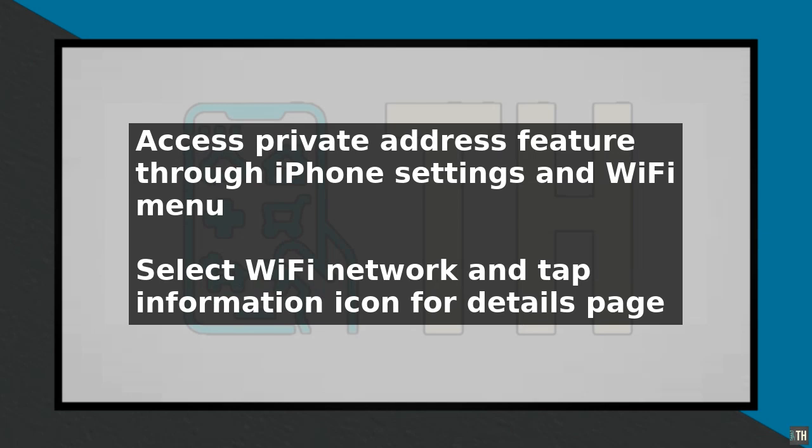To access this feature, go to your iPhone's Settings menu, scroll down and select Wi-Fi. You will see a list of available Wi-Fi networks. Tap on the information icon next to the Wi-Fi network you are connected to. On the Wi-Fi network details page, you will see the option to use a private address.